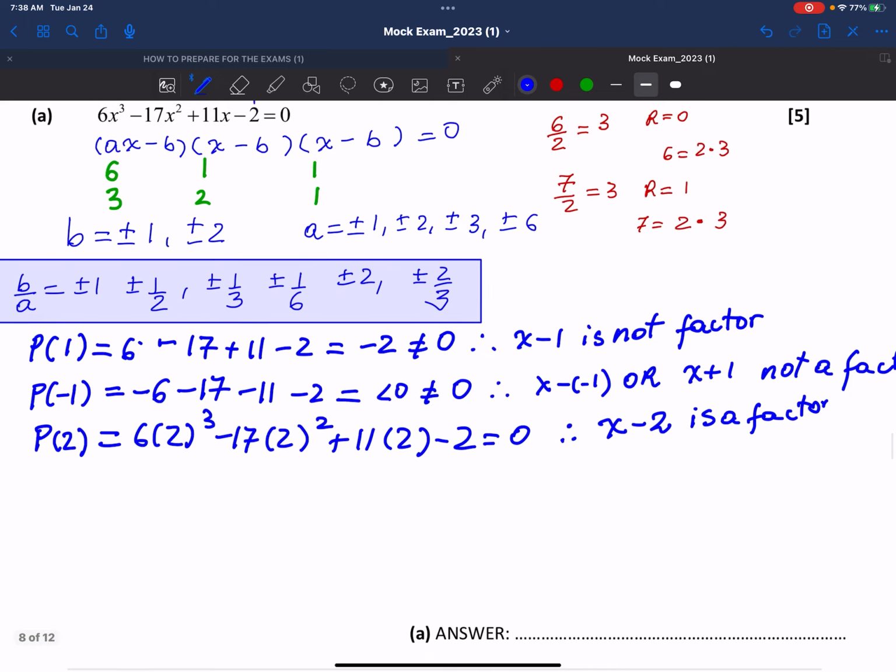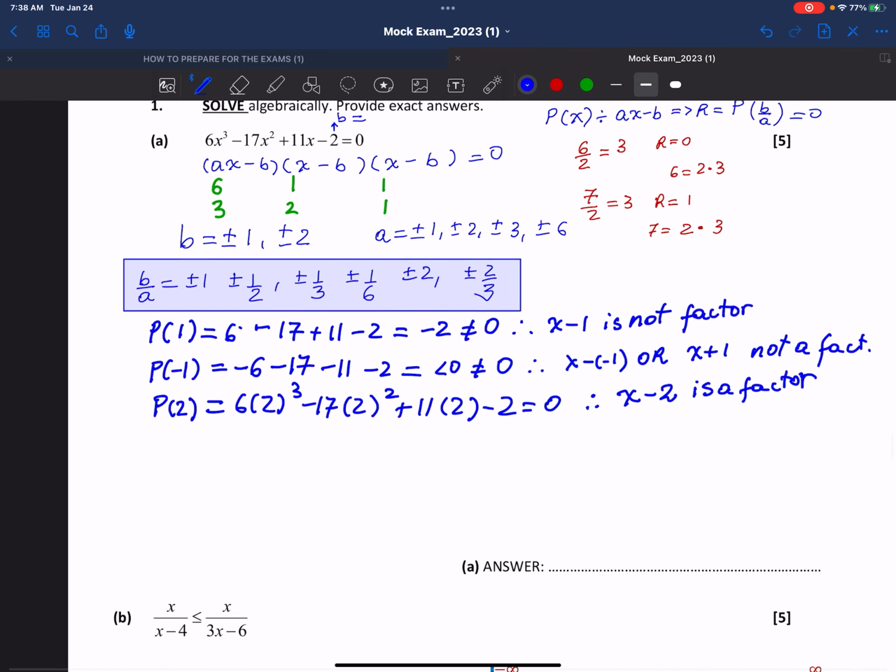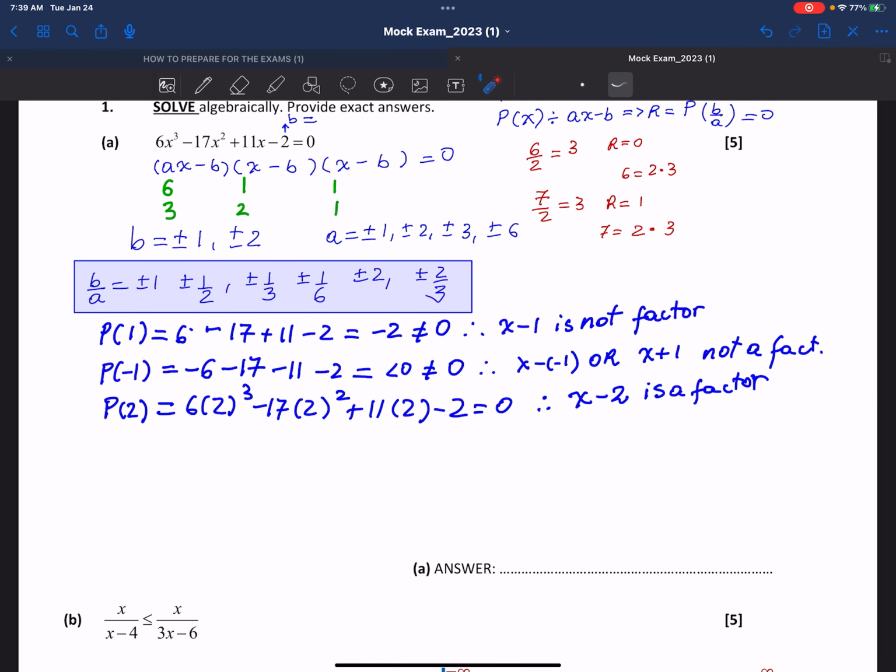Once you have figured out the first factor, everything becomes a lot easier. So we will divide the polynomial by x minus 2. And I would prefer to use synthetic division because it's faster. Synthetic division is possible when we have a divisor that is in linear form or first degree. For synthetic division, remember that we use the coefficients of the polynomial expression. So in our case, 6, negative 17, 11, and negative 2.